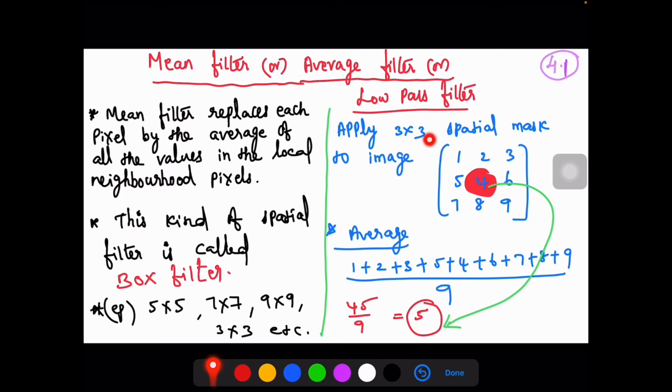A 3 cross 3 spatial mask is taken for an image with the values given here: 1, 2, 3, 5, 4, 6 and so on. Now we have to replace the center value: take all the values, sum them up and take the average, that is divide by 9, so you get 5. So replace 4 with 5. This is going to be your mean filtered output.